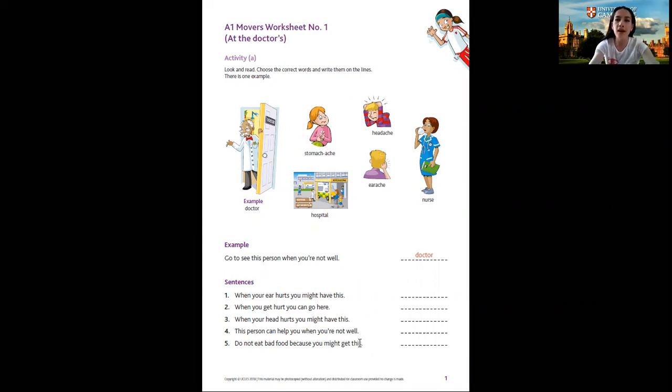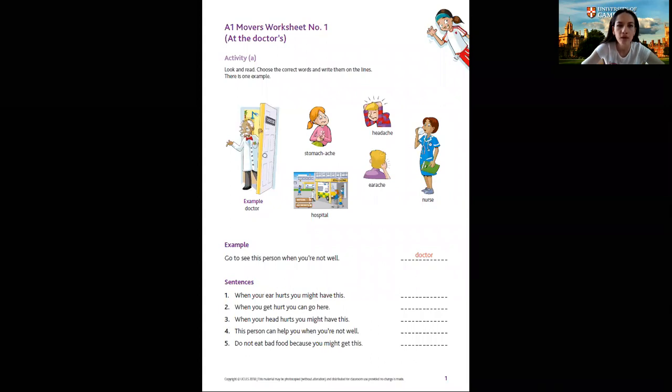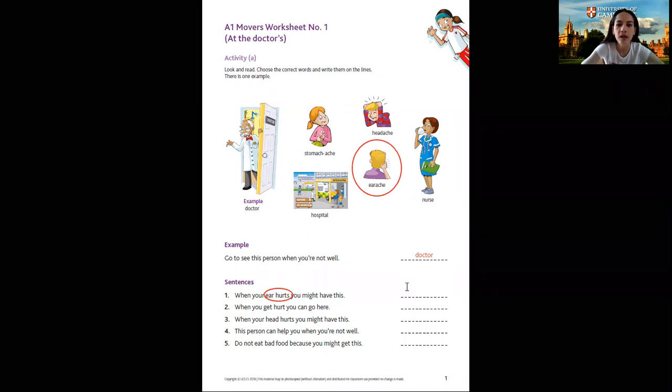So now you have the idea of what the exercise is about, okay? We know that the exercise is about doctors and when we feel bad, an illness. So, when your ear hurts, you might have this. You must find a clue word in the sentence. In this case, the clue word is ear, and also the clue word hurts, okay? So ear hurts. Which word is related to ear? Okay, earache. And then you have to write it on the line.